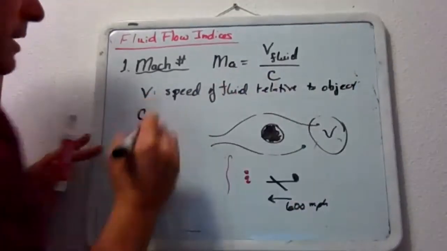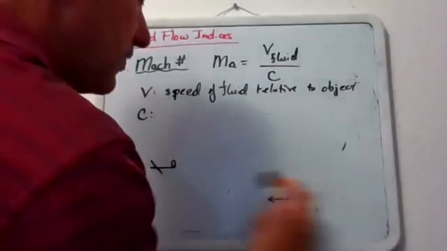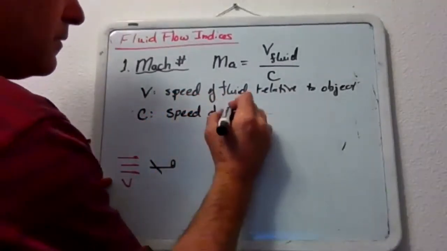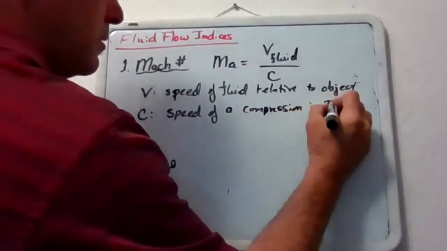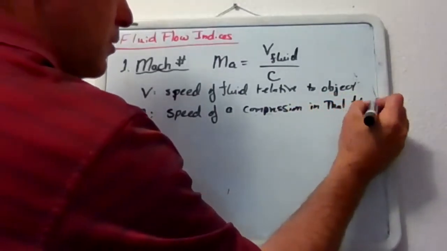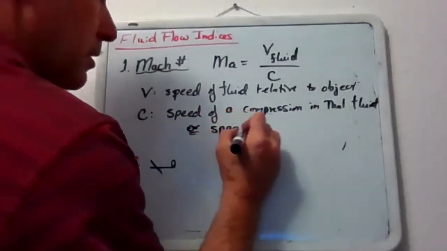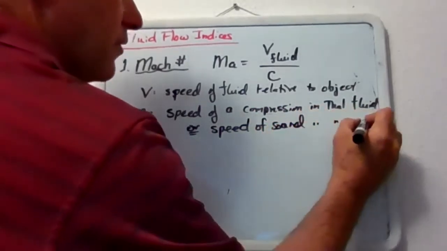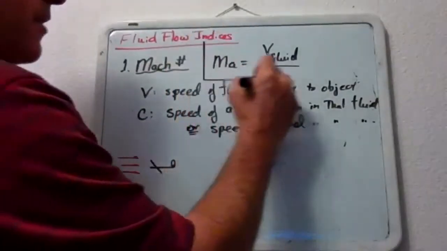And c, I'll give you two definitions. c is the speed of a compression in that fluid, or the way your book defines it, the speed of sound in that fluid. We're going to do a couple of examples with that very interesting idea.